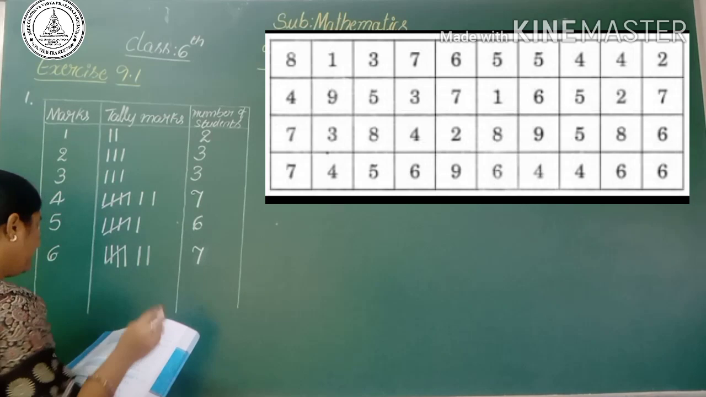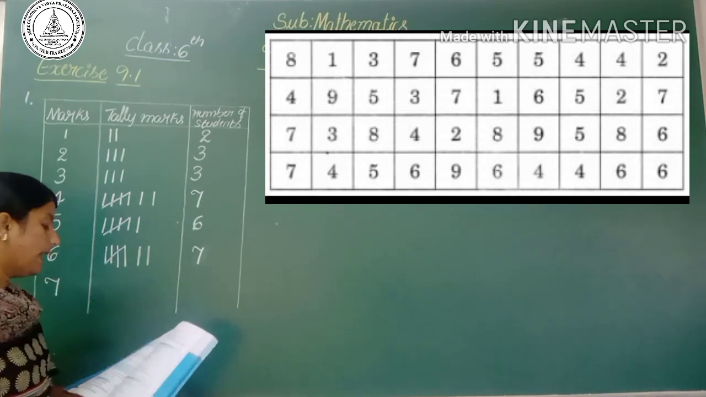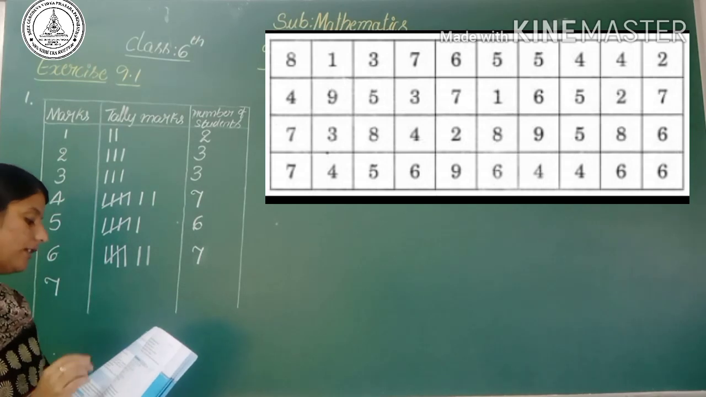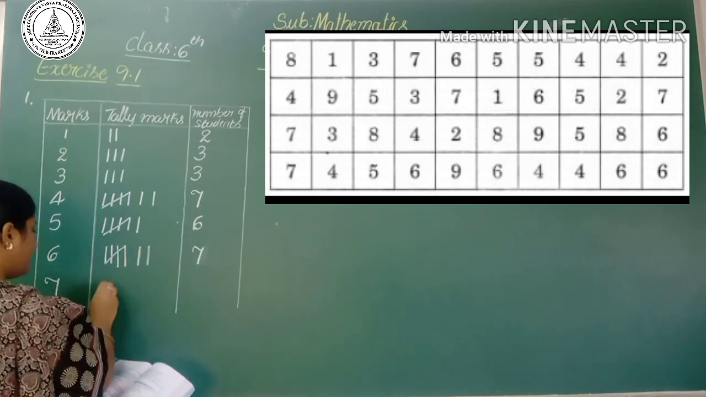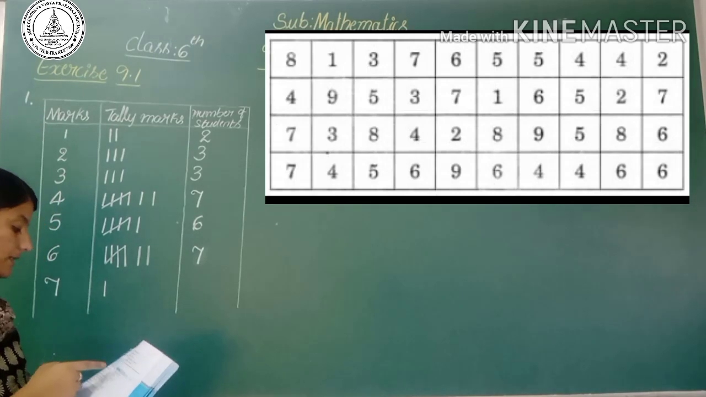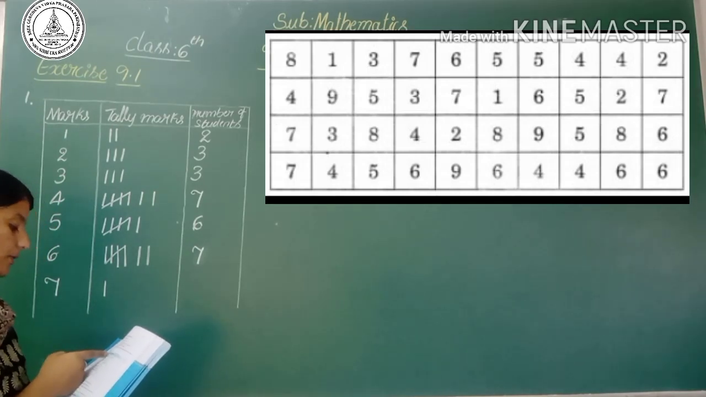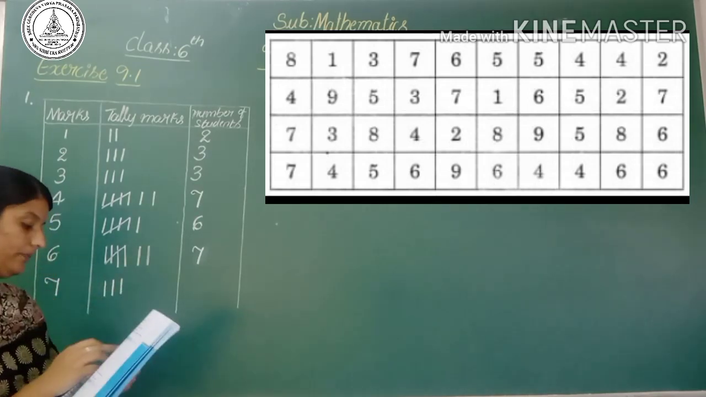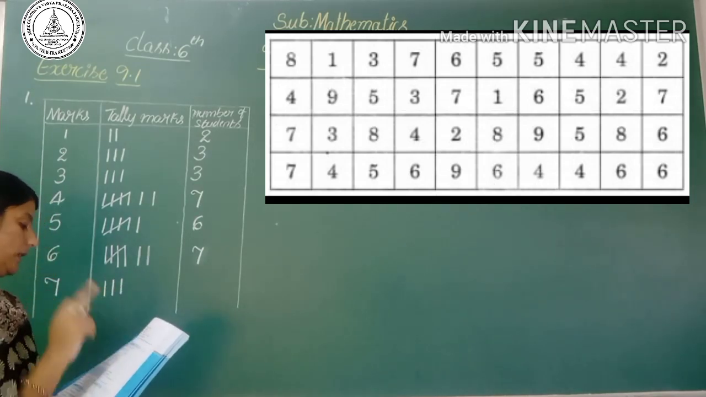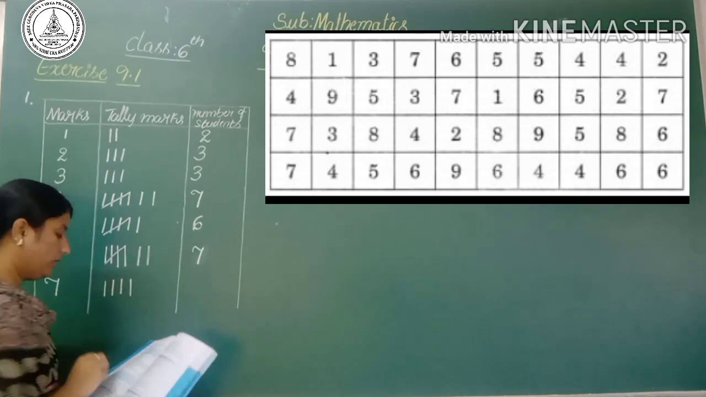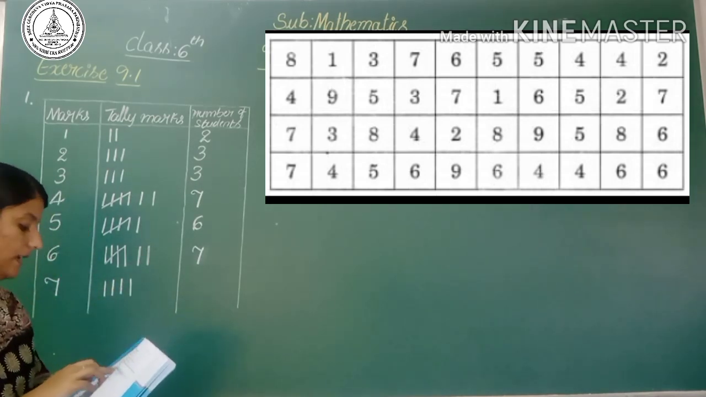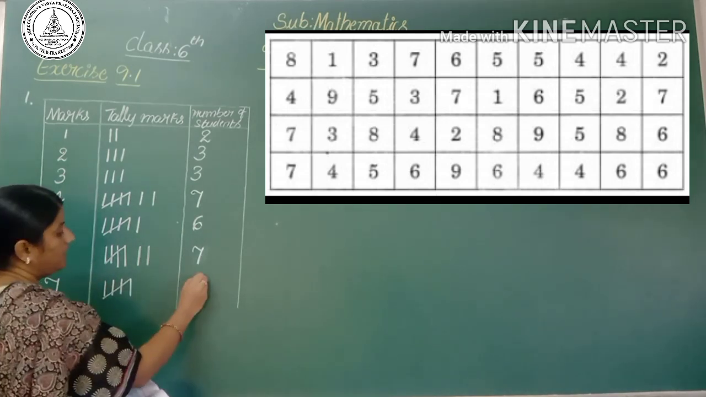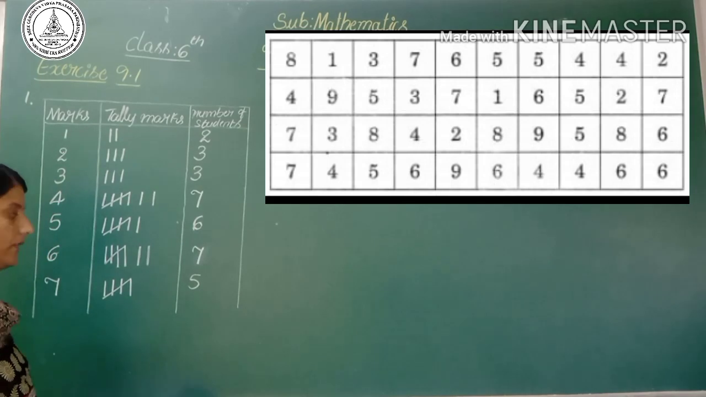Then the number 7. Mark 7. How many students got 7 marks? Check in the first row. In the first row, only 1 student got 7 marks. And in the second row, there are 2 students. Totally 3 students. And in the third row, only 1 student, that becomes 4. And in the last row, there is only 1 student who got 7 marks. That is, 5 students got 7 marks.